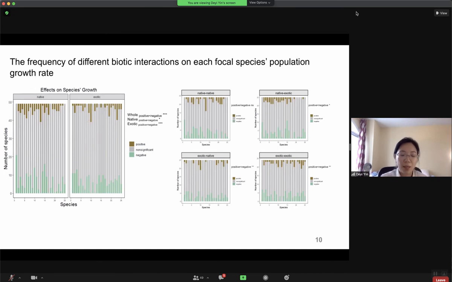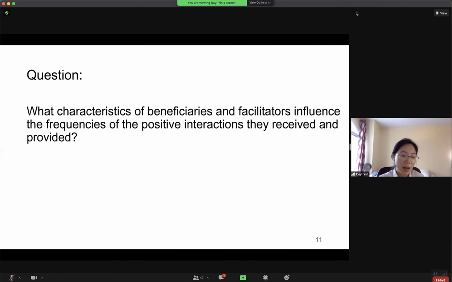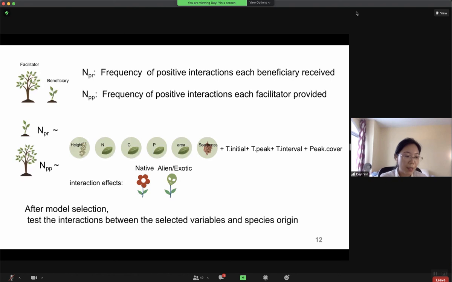However, for population growth rates, we found that the frequencies of positive interactions each focal species received from other species are significantly lower than the frequencies of negative interactions. We then asked what characteristics of beneficiaries and facilitators influence the frequencies of positive interactions they received and provided. To do this, we modeled the frequencies of positive interactions each beneficiary received and each facilitator provided as functions of different species characteristics. After model selection, we then tested the interaction between the selected variables and species origin to test if the effects of species characteristics vary with species origin.